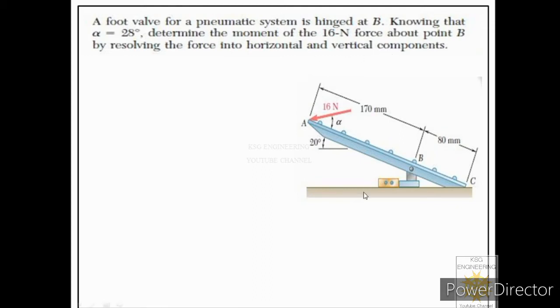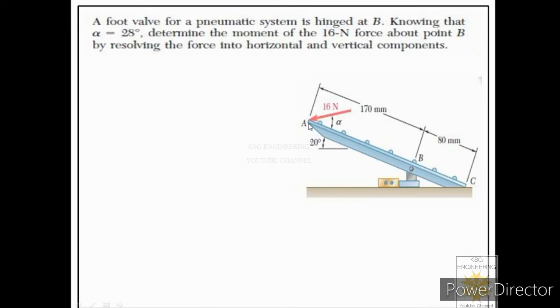So over here in this diagram, one figure is given to us, and this is an image of a foot valve. This valve is hinged at point B, and there is another point A on which 16 Newton force is applied at an angle of 28 degrees to the foot valve, because alpha is given in the statement as 28 degrees. And the angle which this foot valve makes with the horizontal is mentioned as 20 degrees.